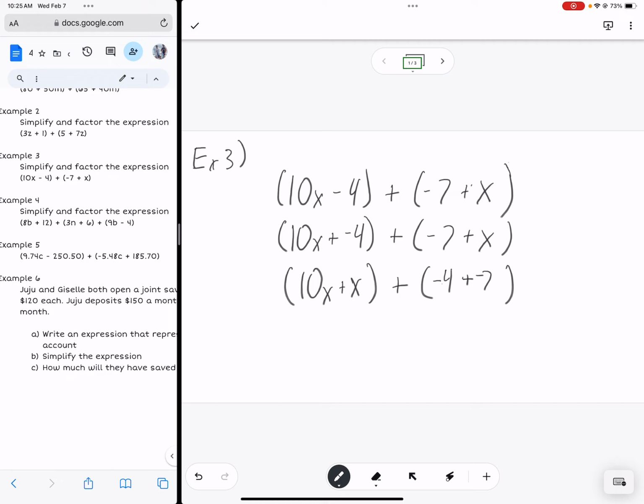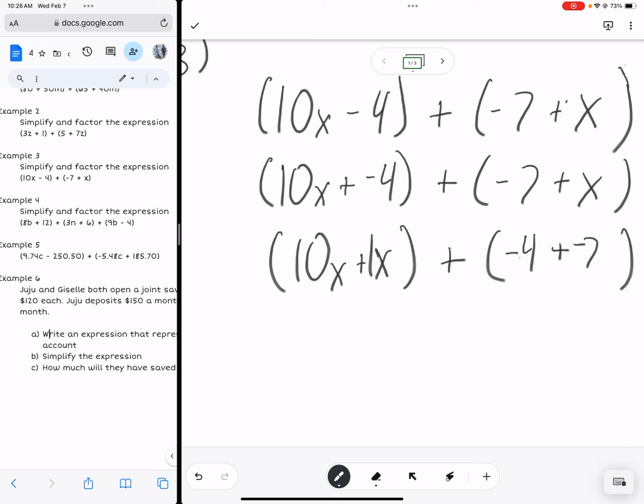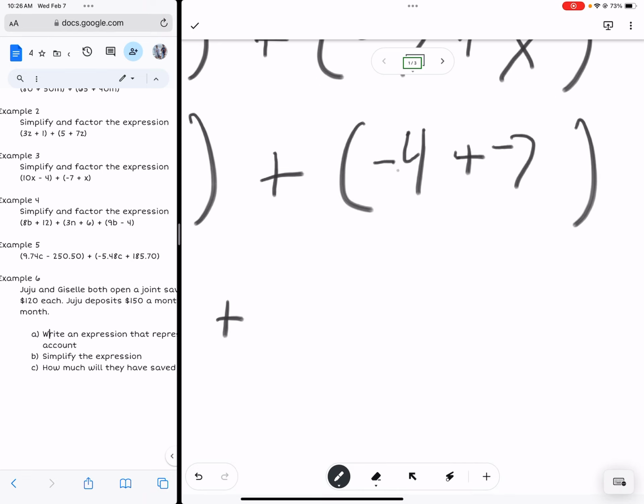All right, cool. Now we can combine like terms. Go with Sophia, combine like terms. We have 10x plus, technically this is a 1x. And that's going to equal 11x. And then we're going to add it to, we have negative 4 plus negative 7.